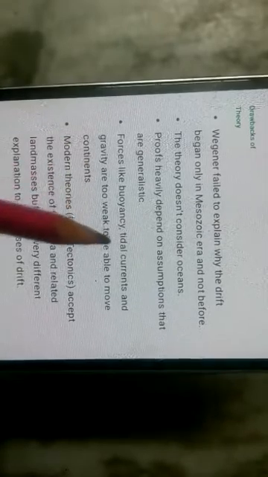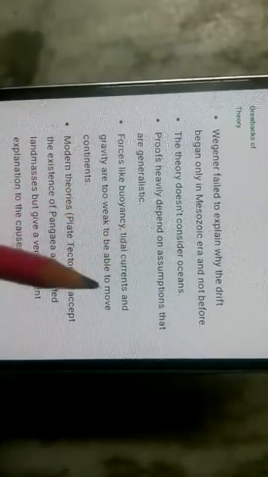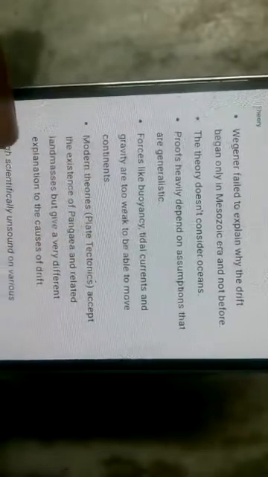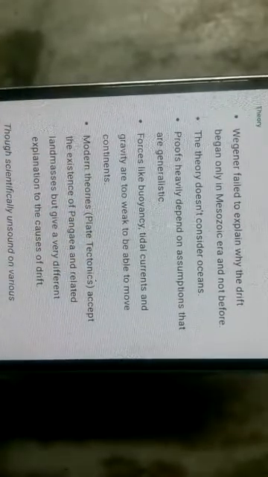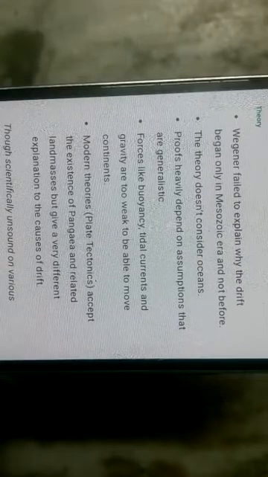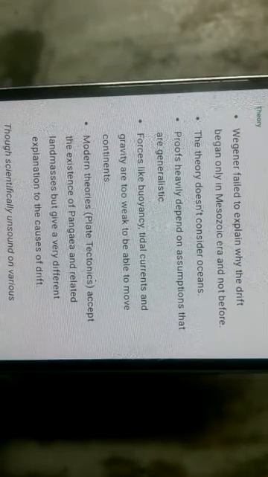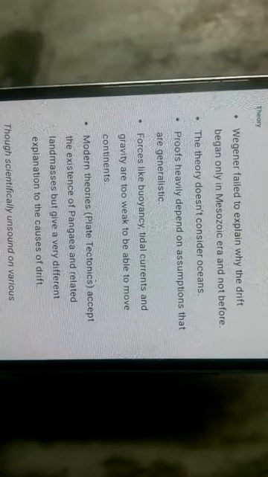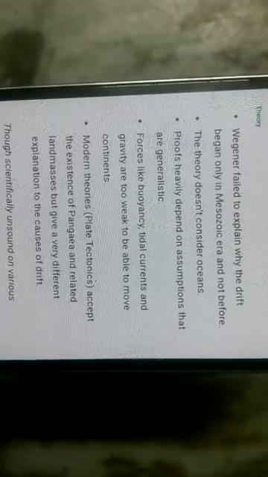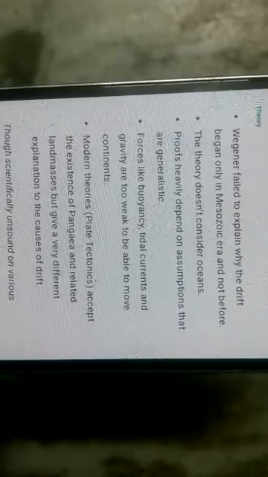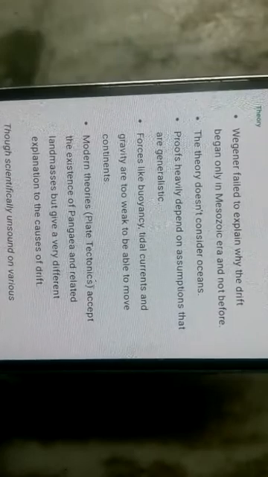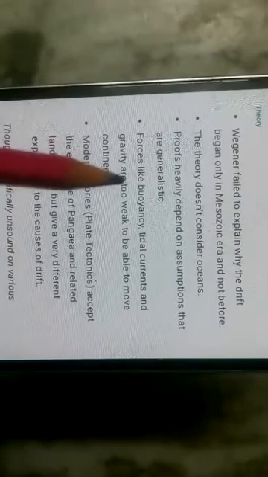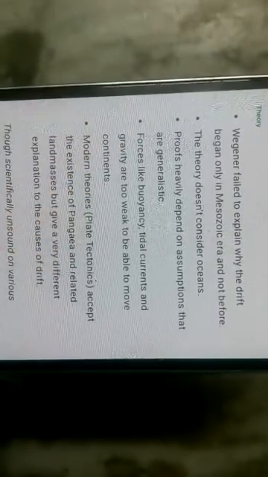Forces like buoyancy, tidal force as explained just now, and gravity are too weak to move the continents, because presently we know through plate tectonics that plates are very heavy material, and after knowing the interior of the earth, you know there is a great thickness of the earth. So it is impossible for the tidal force alone to move the huge plates of the earth.